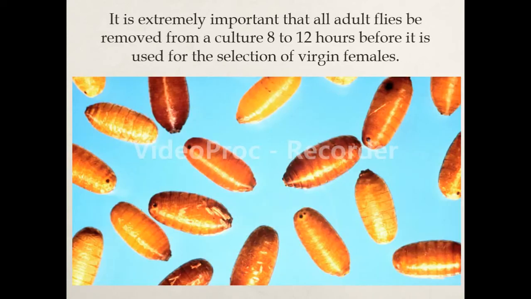So it is extremely important that adults are removed from the culture when you study, and you know that the reproduction stages move forward from the females. So when the flies become mature, remove all adult flies from the culture, 8 to 12 days over, before it is used for the selection of the virgin female. In order to detect the unmarried female, the virgin female, before selecting this female by its characteristics, remove all adult flies from the culture.